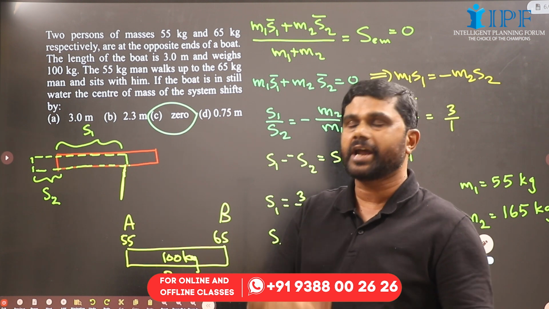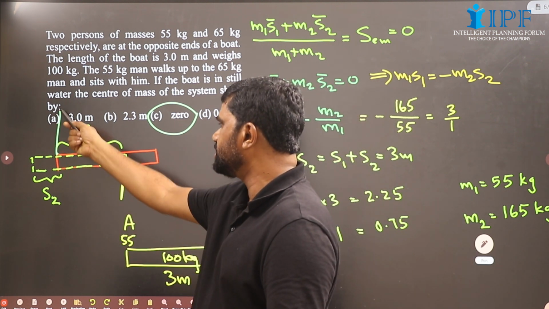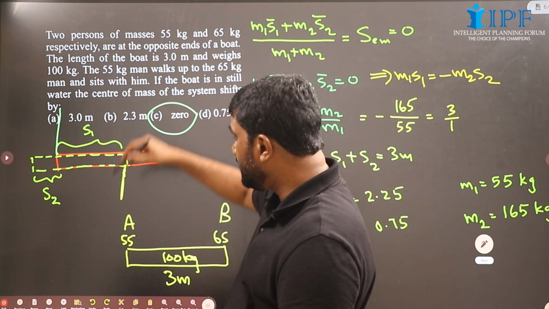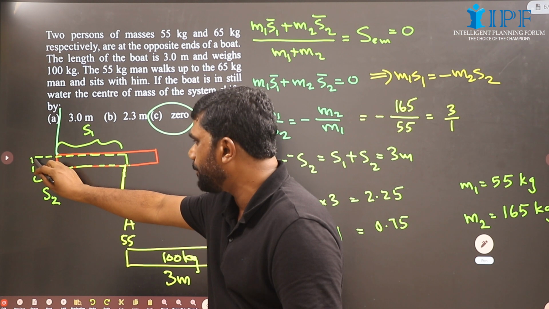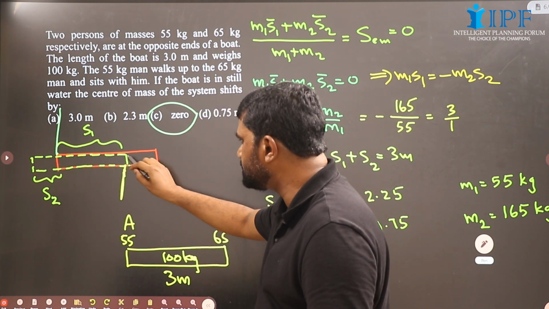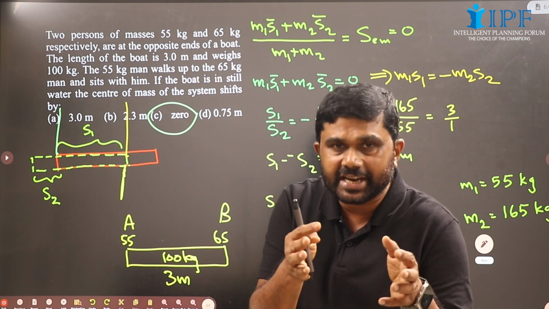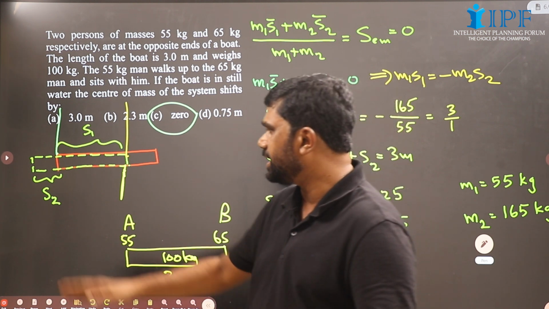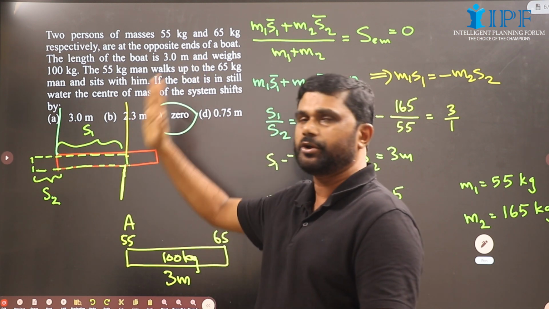So actually what happens, initially the man was at this position, see this position. And finally, see, this is the back end of the boat and this is the front end of the boat. So when the boat is taken as the reference, initially the man was at this end of the boat and finally at this end of the boat.